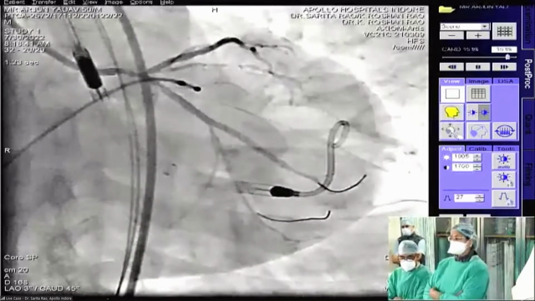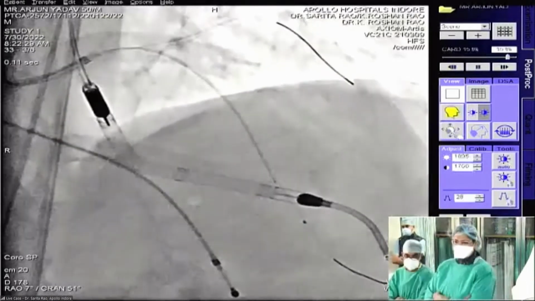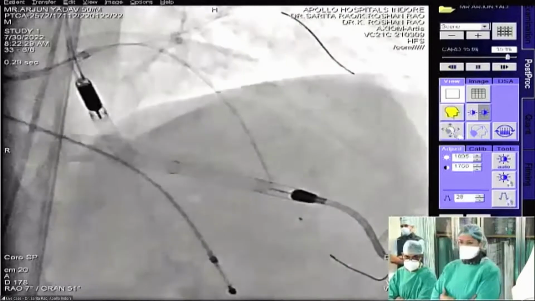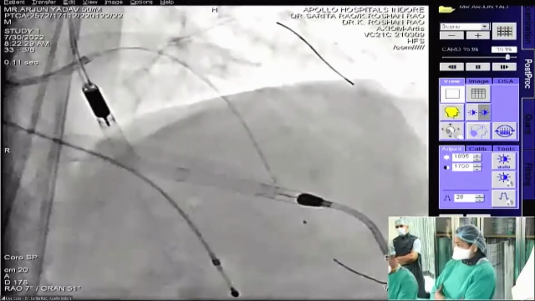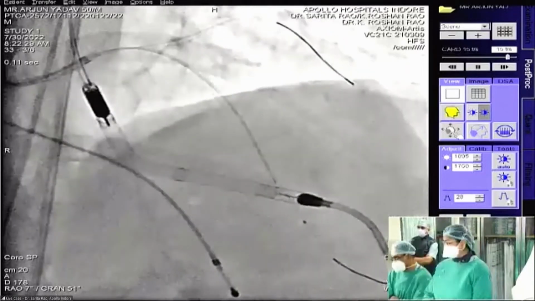Then we went ahead, went into the LAD. Now, this is an IVUS run which we are taking in the LAD to left main. Can somebody focus on the IVUS screen and show the IVUS finding?